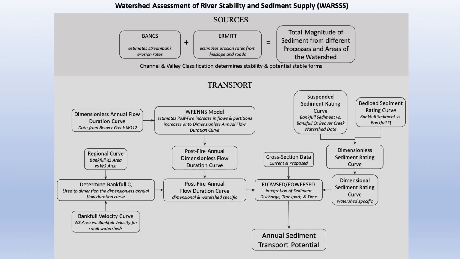Channel and valley classification helps with that source assessment as well. The main thing about the BANCS and the ERMiT models is they're really compatible because they provide an average annual sediment yield. These are not storm-based like the MUSLE or those kinds of things. They're average annual, and so they do lend themselves to this natural channel design approach developed by Rosgen and others that works on an average annual flood basis.